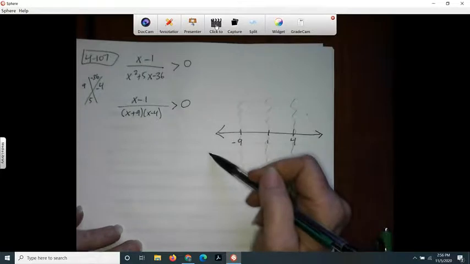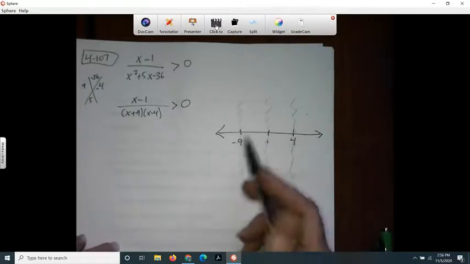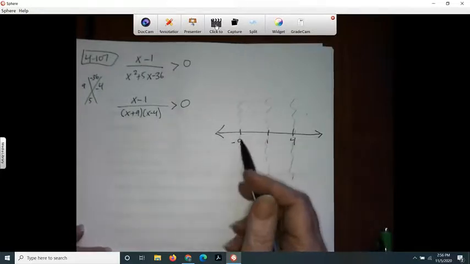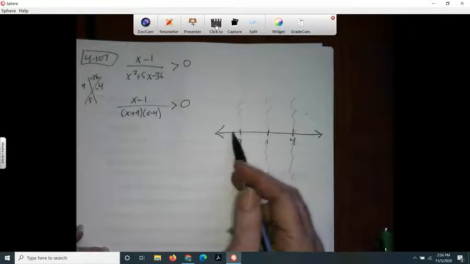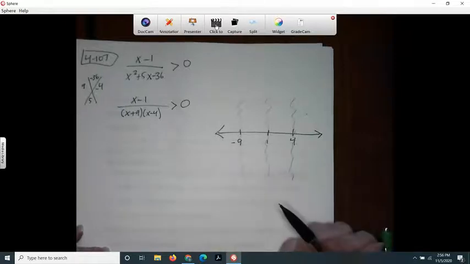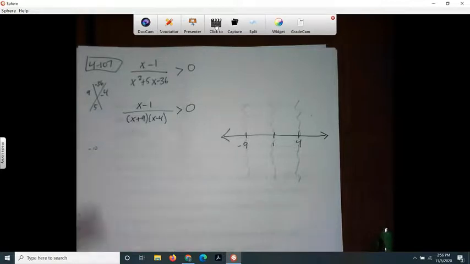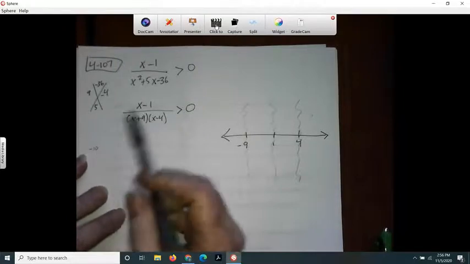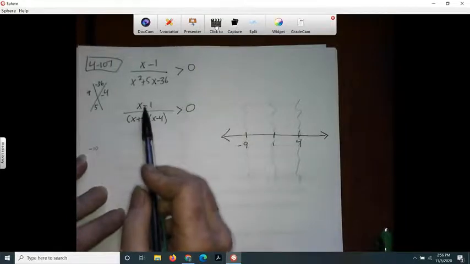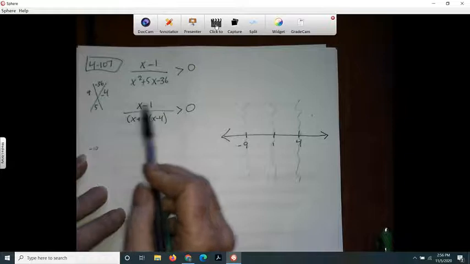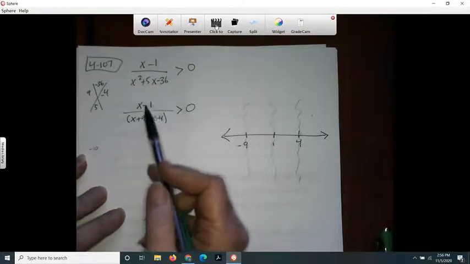Let's find a number less than negative 9, or to the left of negative 9. So I'm going to use negative 10. And I'll just write negative 10 down, so I remember what I plugged in. So in my mind, I go negative 10 minus 1, that makes negative 11. I don't even care about that, I just care if it's negative or positive. It's going to make a negative number.